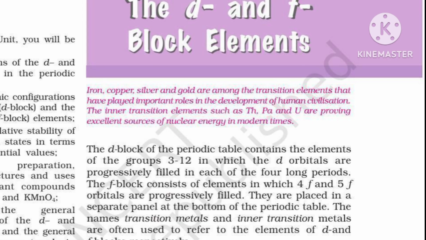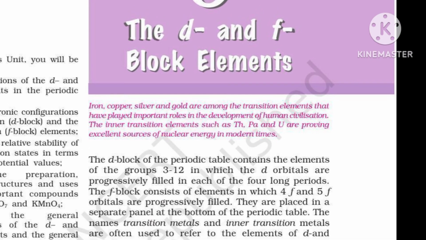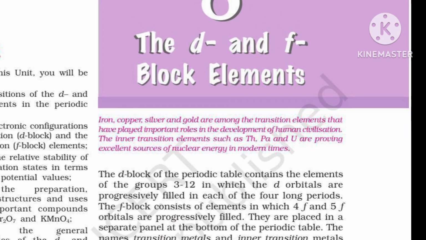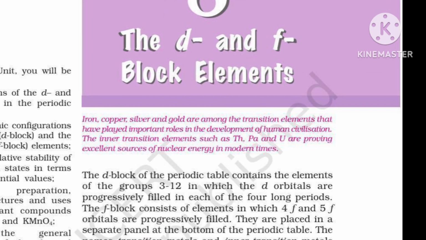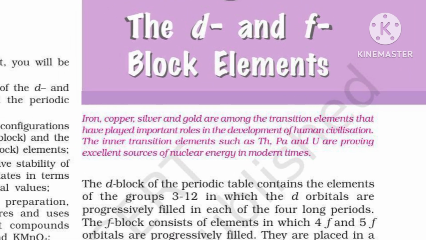Iron, copper, silver, and gold are among the transition elements that have played important roles in the development of human civilization. The inner transition elements such as thorium, Pa, and U are providing excellent sources of nuclear energy in modern times.